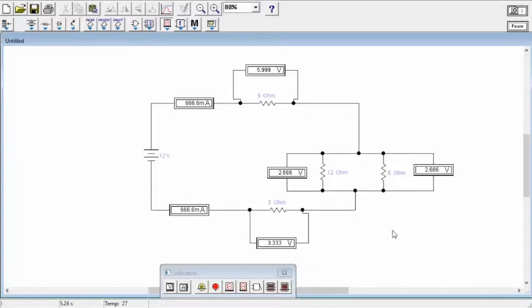So, the voltage drop across 12 ohm is 2.666 volts. At 6 ohm is 2.666. Why? They are equal because they are in parallel. These 12 and 6. So, here at 9 ohm, you have approximately 6 volts. And in 5 ohm is 3.333 volts. So, your calculation is correct.